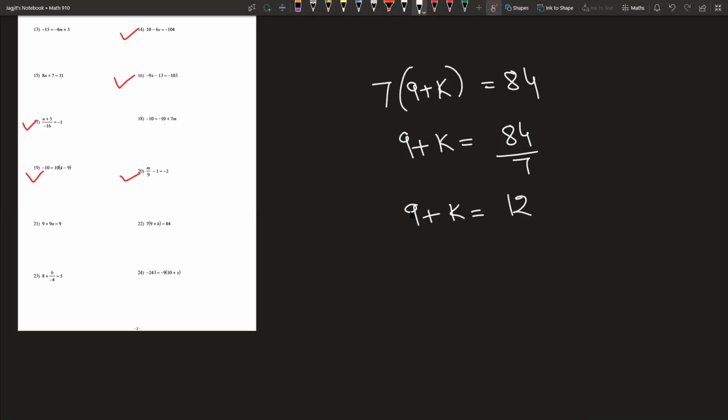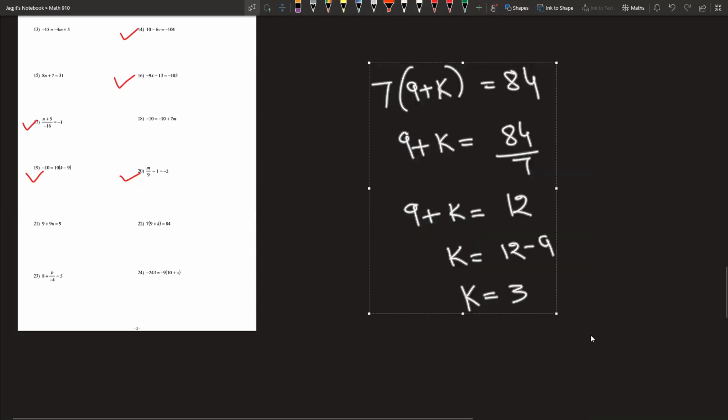Then plus 9 will move to the other side. It will become minus 9. So 12 minus 9. So your k is just going to be equal to 3. Any questions so far? No. Okay, Navneet, are you good as well? Just Karan, are you good? Yeah. Okay.